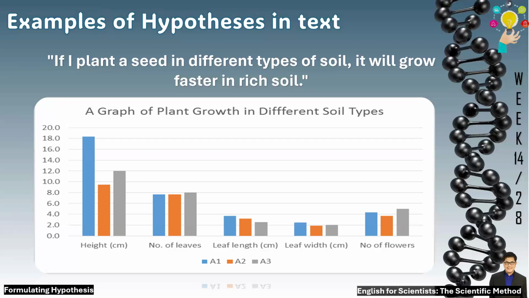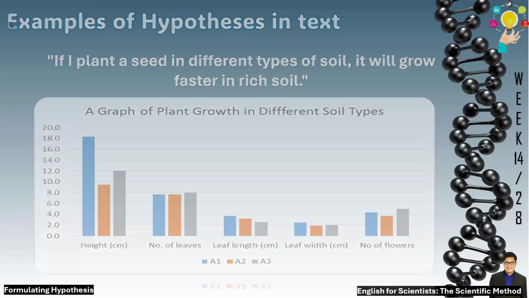The next one is an infographic photo where you can see the difference. If you have different types of soil and you plant a seed in each of them, you will see which one grows faster when it comes to rich soil. Okay, next one.